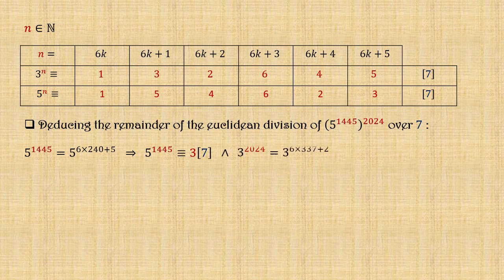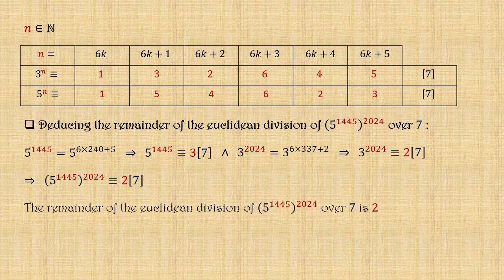Moreover, as 3 to the power of 2024 can be written as 3 to the power of 6 times 337 plus 2, we deduce according to the table that this power of 3 fits into the value 6k plus 2 for n, which means that 3 to the power of 2024 is congruent to 2 modulo 7. So, 5 to the power of 1445, all to the power of 2024, is congruent to 2 modulo 7.